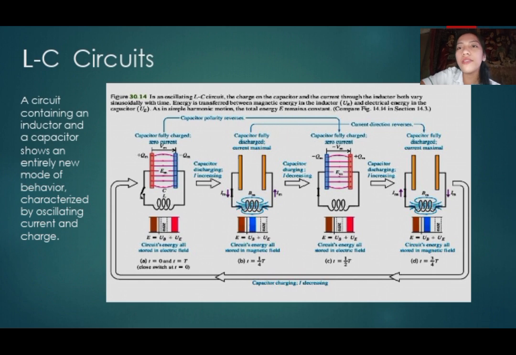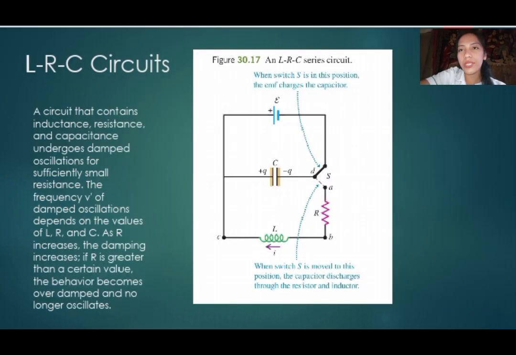An LRC circuit includes an inductor, a resistor, and a capacitor. In this type of circuit, the presence of the resistance causes the oscillations to gradually decrease over time. This behavior is known as damped oscillations.